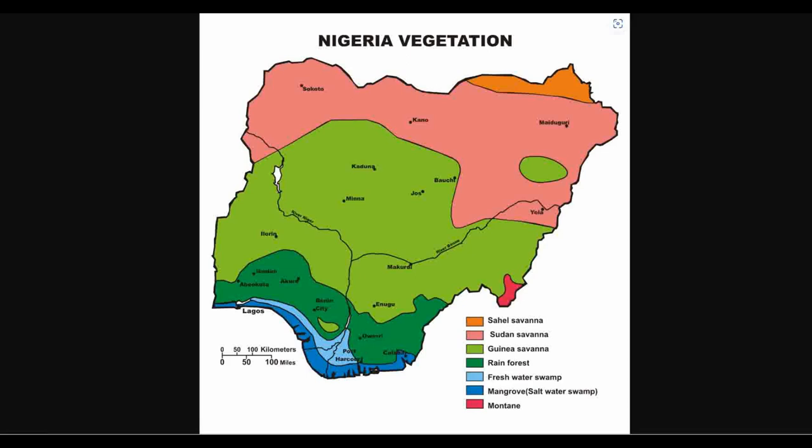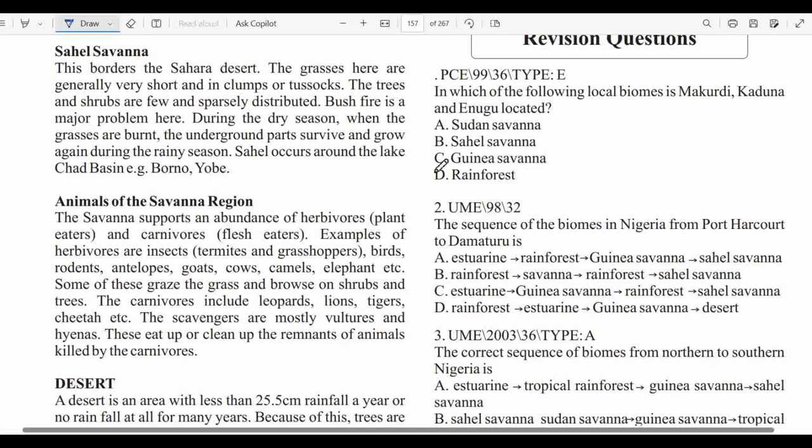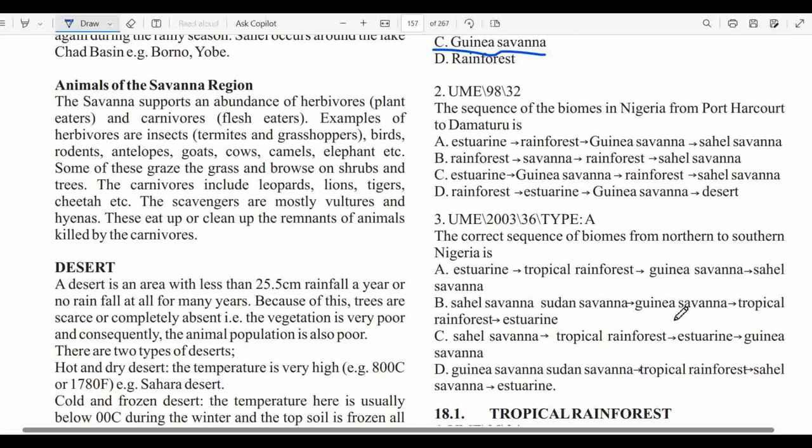You have Enugu here in the Guinea savanna. Makurdi as well, and also Kaduna, and all of this constitutes what? The Guinea savanna. So the right answer to this question is option C.